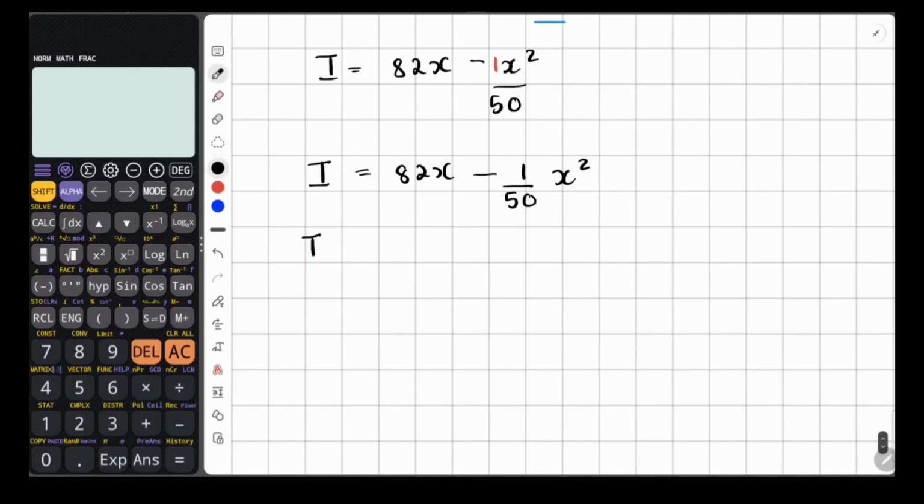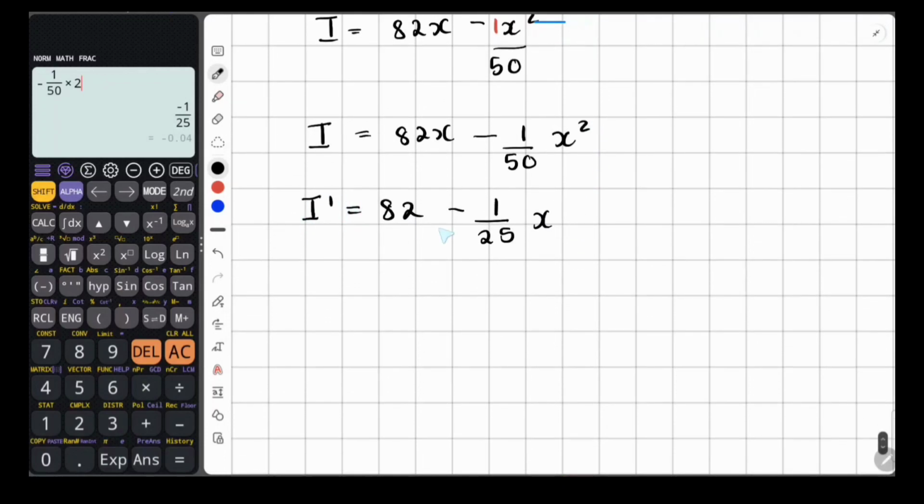So now we can derive. I prime is equal to 82 times the exponent of 1, so it's 82. And then, of course, x to the power of 1 minus 1 gives you x to the power of 0, which gives you 1. So 1 times 82 stays 82. Then we have the negative 1 over 50, being multiplied by the exponent of 2, times 2. And that gives you negative 1 over 25, and then x to the power of 2 minus 1, which is 1. We don't have to write that.